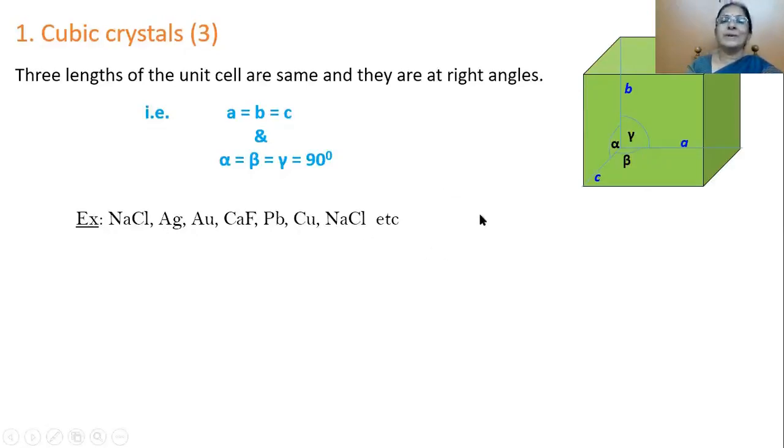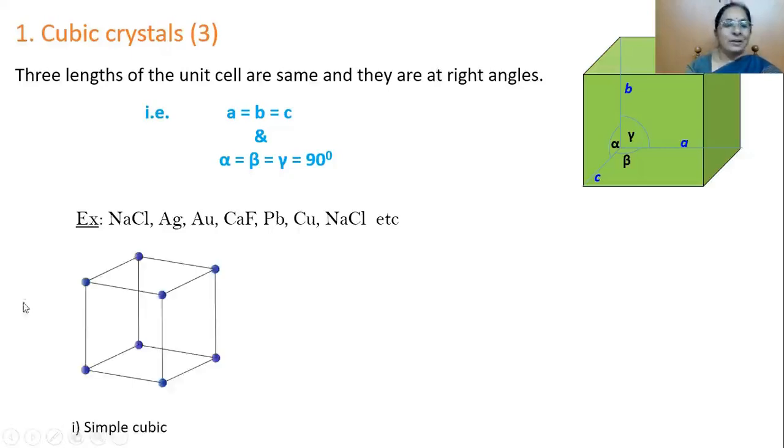The simplest example is sodium chloride crystal, which is the table salt. This is simple cubic. You have lattice points at the corners of the cubic crystal. This is one unit cell. This pattern is repeated along the 3 dimensions, and the entire crystal could be constructed. So this type of unit cell is called simple cubic. The 8 atoms at the corners of the simple cubic form a simple cubic crystal.